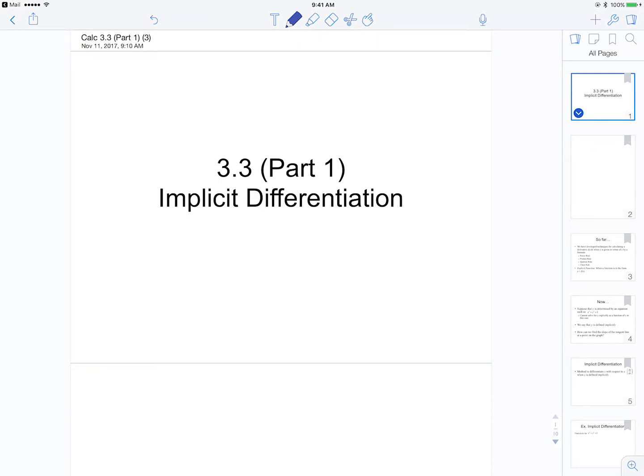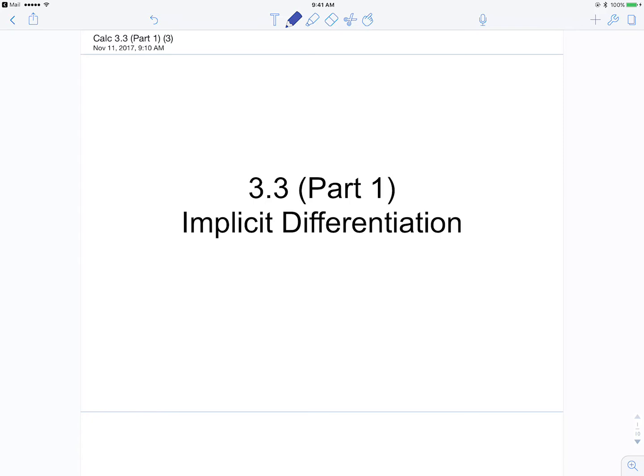I'm going to break this up into a couple videos to go through implicit differentiation. I know this is a tough lesson, so I think it might be helpful for you guys to have videos to reference of me working through the examples that we did in class, but also I think I might add a few more basic examples.